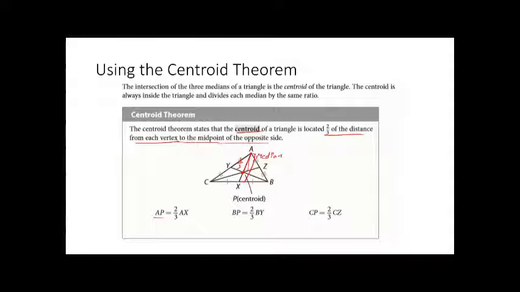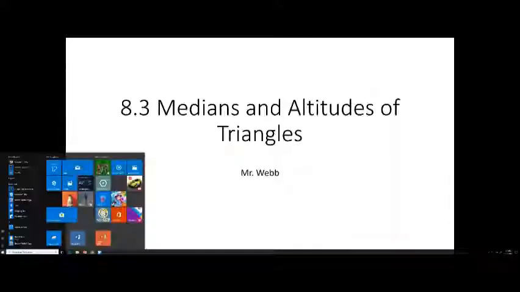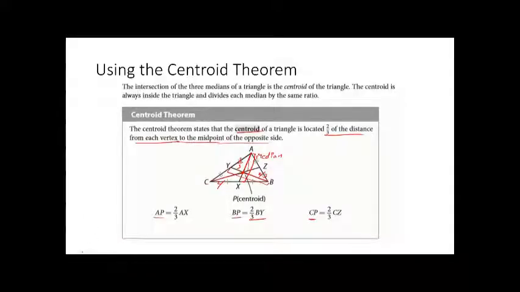And then it's going to be the same way for all the other two medians, okay? So BP, this guy to this guy, he's also 2/3 of his median, which is BY, and the same thing with CP. All right, so CP, he's also 2/3 of his whole median, which is CZ. All right, and that's basically what the theorem states.